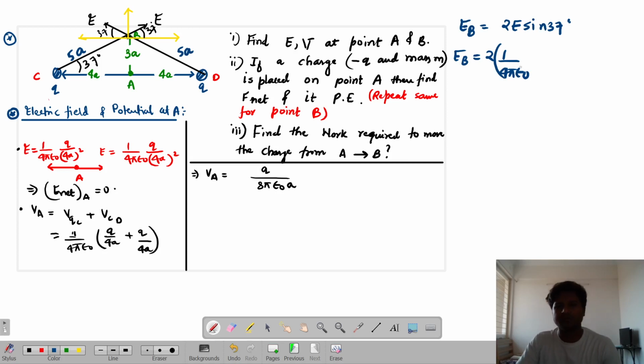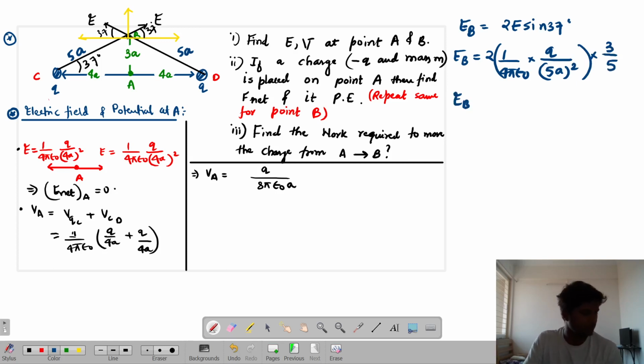So 2 into 1 by 4 pi epsilon naught into q by d square, which means 5a square, right or not? And sine 37 is 3 by 5. Got it? So this is your E at B. Just solve it and write it. Are you able to get it or not? Is that clear? Then I have to find the potential at B.